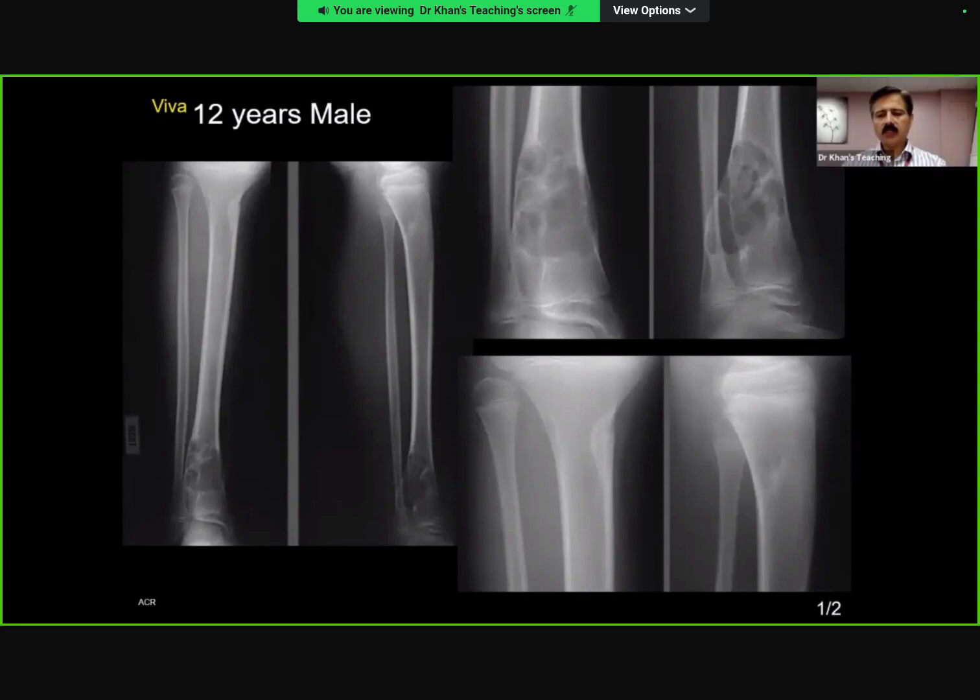What is the size cutoff between the two lesions? 3 centimeters, so less than 2 or 3. Less than that is a fibrous cortical defect, and more than that is a non-ossifying fibroma, and they both have a fibrous matrix.